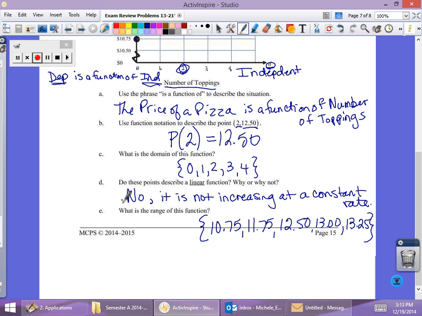Thank you. I should say for part C and part E that when we write the domain and range for discrete functions, we should be going in order from smallest to largest.